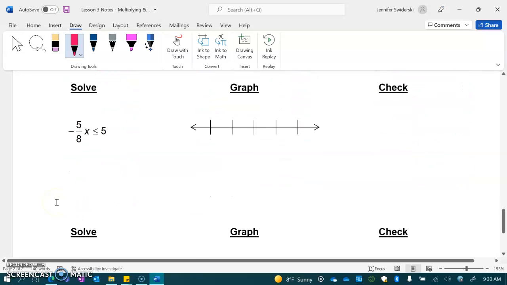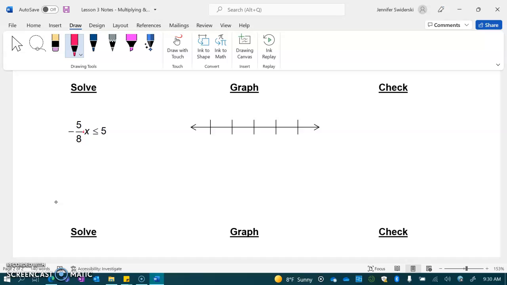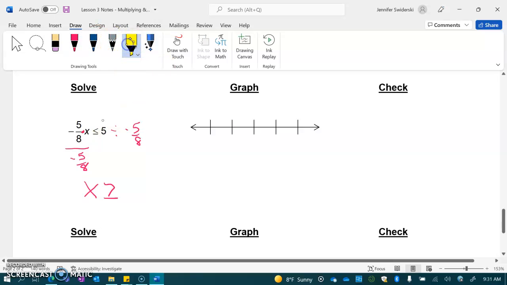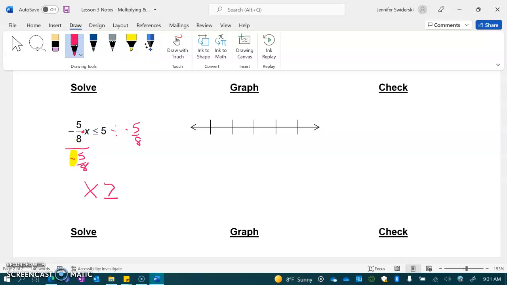For this next one, here's that tricky one again, right? We have a multiplication sign. The opposite of multiply is divide, so I'm going to divide both sides by -5/8. So I'll get x is greater than or equal to. Again, the reason why I flipped it is because I divided by a negative. When you type this into the calculator, or you can do it by hand, or keep, change, flip, you should get -8. These 5s would cancel.